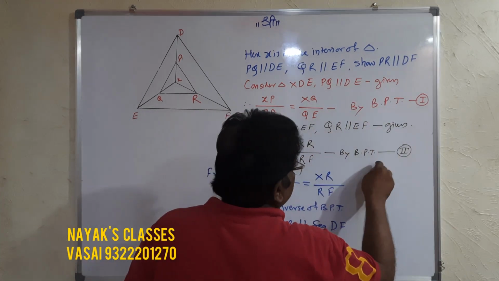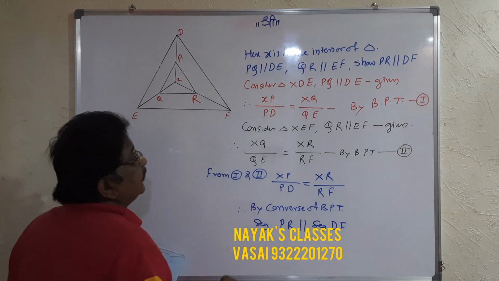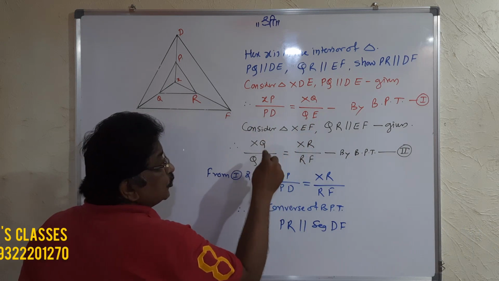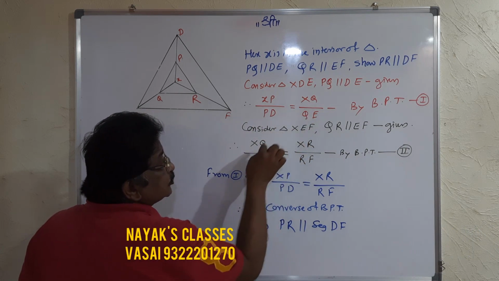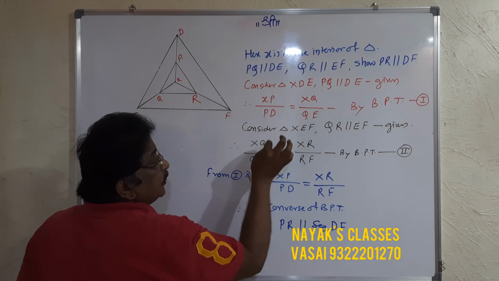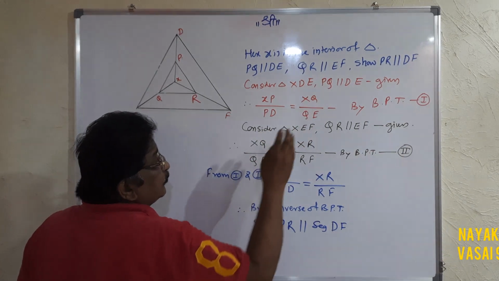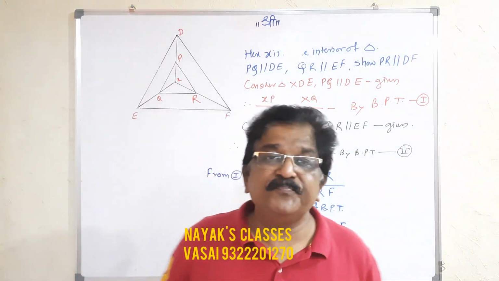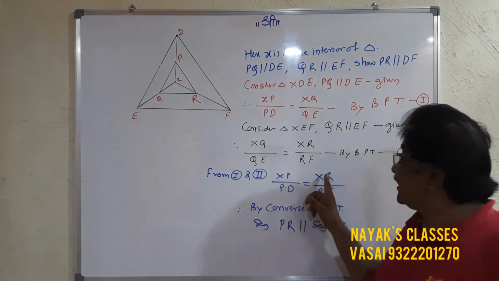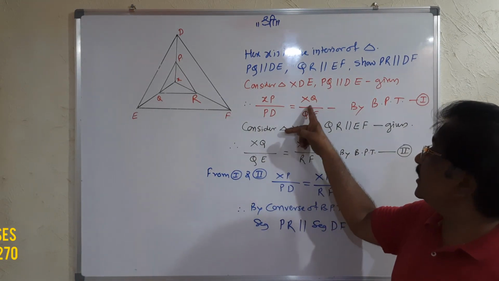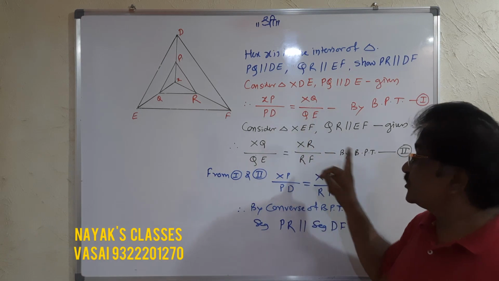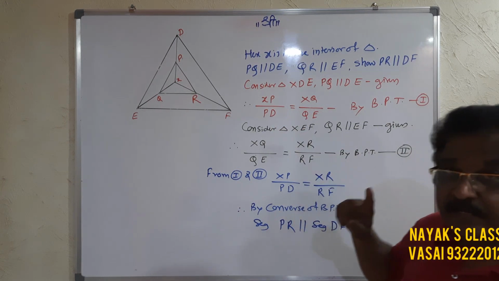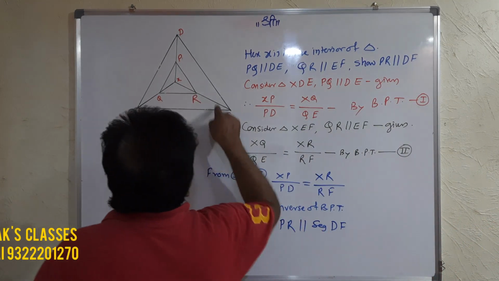So from 1 and 2 we can say XP upon PD, XQ upon QE, XQ upon QE, XR upon RF. These two are common. So from 1 and 2 we can say XP upon PD is equal to XR upon RF, because these two are the same. This equals this, and this is related to triangle XFD.